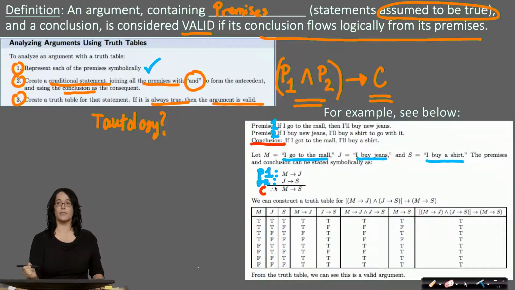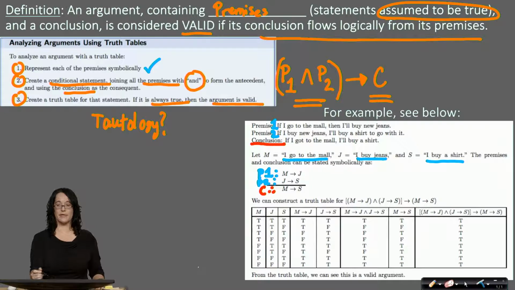So our conclusion, symbolically, is we're typically going to use these three dots that look like a triangle. This is formal logic, the triangle of dots there means therefore. So we're saying therefore, our conclusion should happen. What is our conclusion? If M happens, then S should follow. So if I go to the mall, then I should end up buying a new shirt.